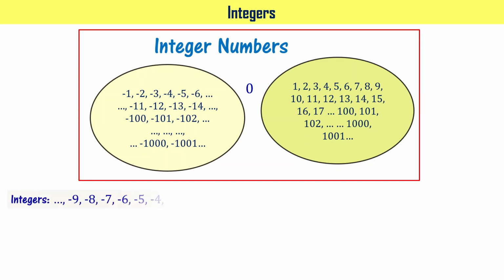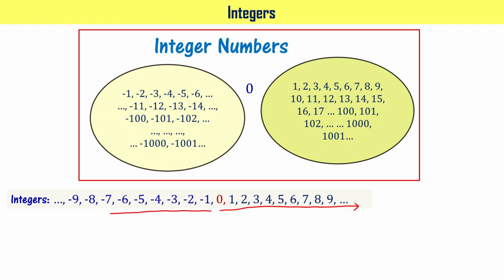So let me write integers. Integers can be written as shown here: 0, 1, 2, 3, 4, 5, 6, 7, 8, 9, 10, and so on to the right. And then minus 1, minus 2, minus 3, minus 4, minus 5, minus 6, minus 7, minus 8, minus 9, and so on to the left of 0. Right? These are called integers.